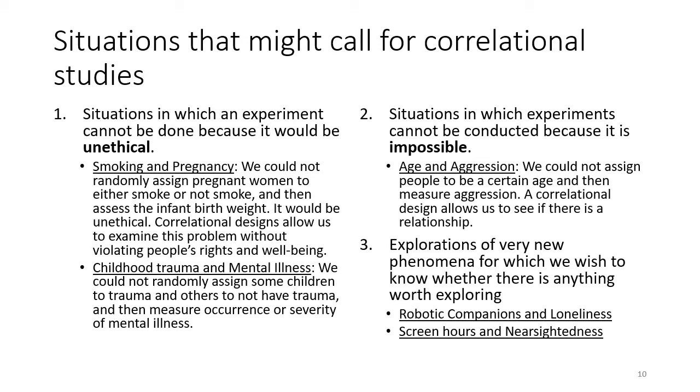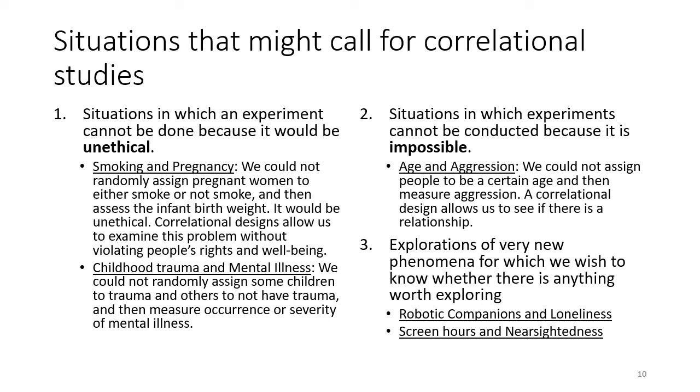Situation 2: there are some situations where it would be impossible to conduct an experiment. For example, if we're interested in knowing whether age has anything to do with aggression. Maybe we think aggression is likely to decrease as people get older, and we can't randomly assign people to be a certain age. Okay, you be 42 and you be 25, you be 19. No, it doesn't work that way. It would be impossible. So a correlational design will allow us to examine this relationship.